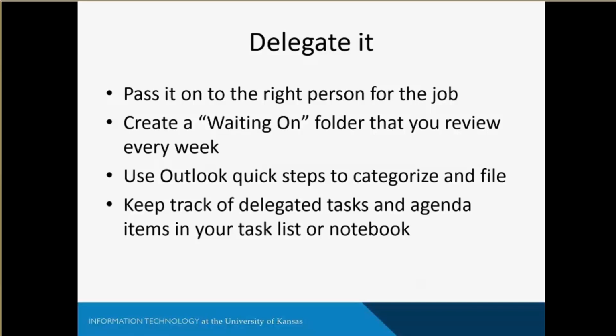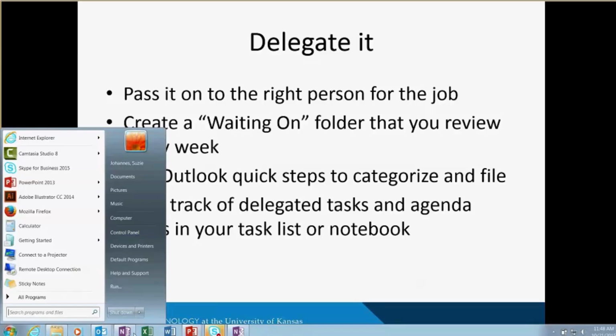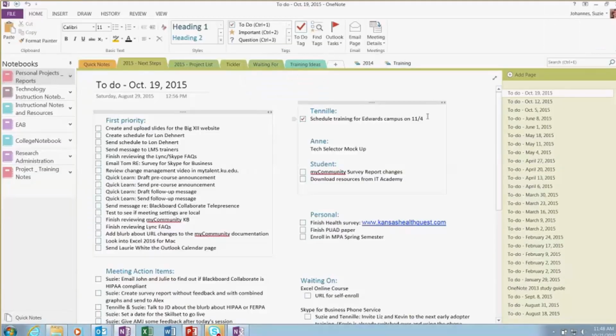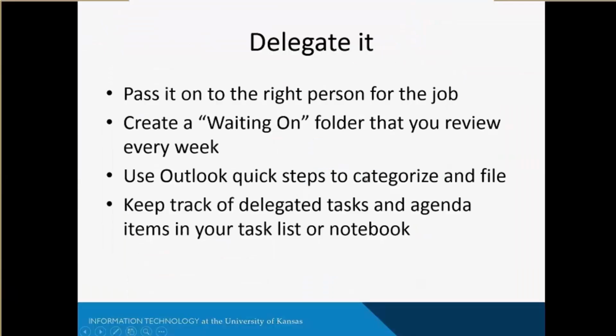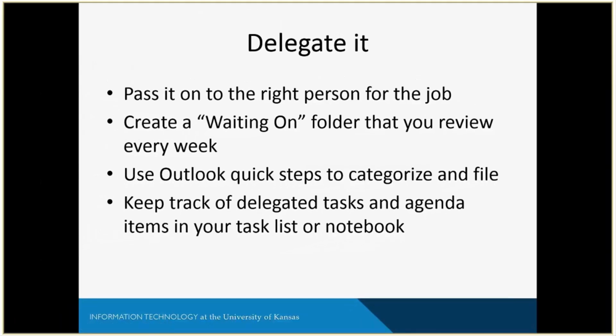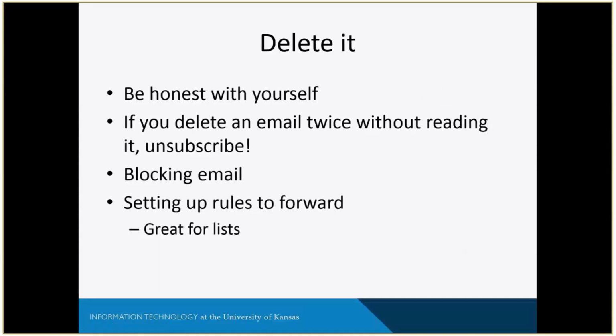I put them in a waiting on folder that I review every week. Some of them I also have a little area on my OneNote list each week of things that I've delegated. Like Tennille's already taken care of that one. I saw it, so it's already taken care of. Using those Outlook quick steps to categorize and file could be a trick there. And yeah, just keeping track of delegated tasks and agenda items in your notebook or your task list.